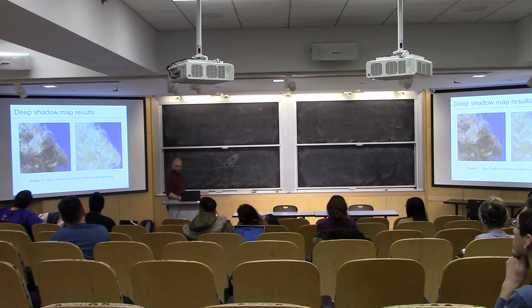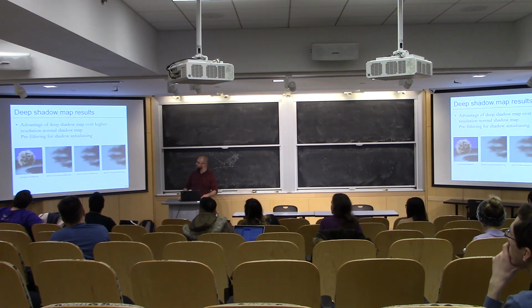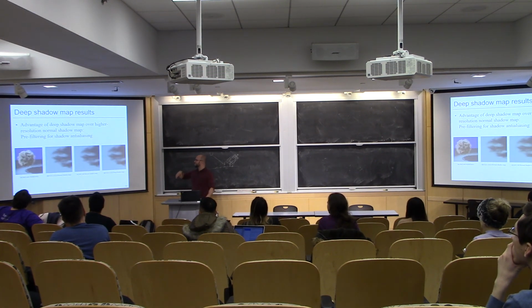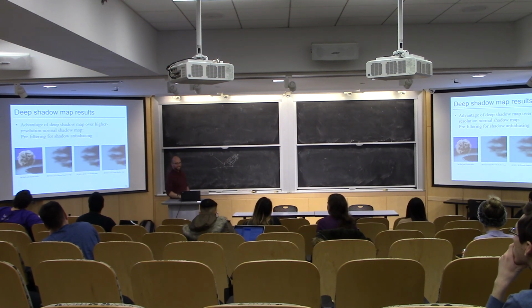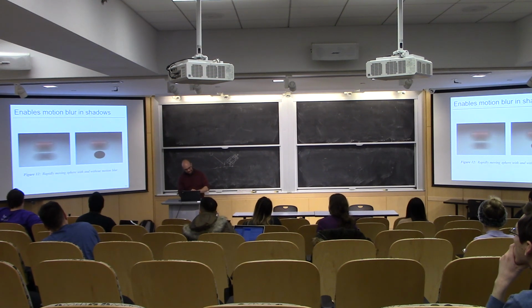So here's another vaguely disgusting example where you have a ball of hair. And not only is it shadowing itself, it's also shadowing on the ground. Anti-aliasing this is really just a mess. It's quite a challenging problem.